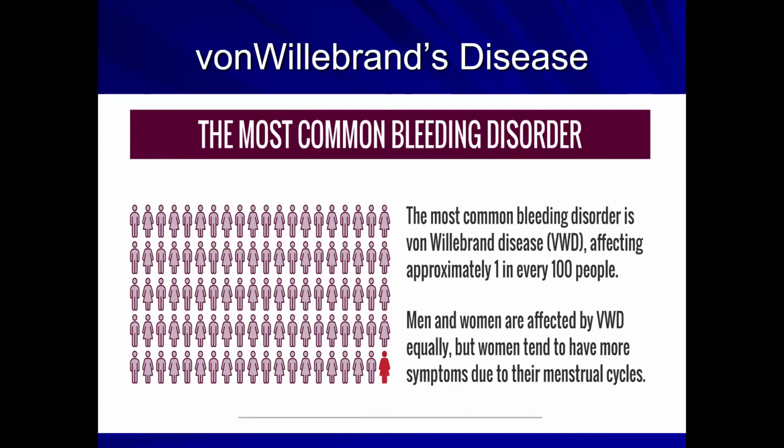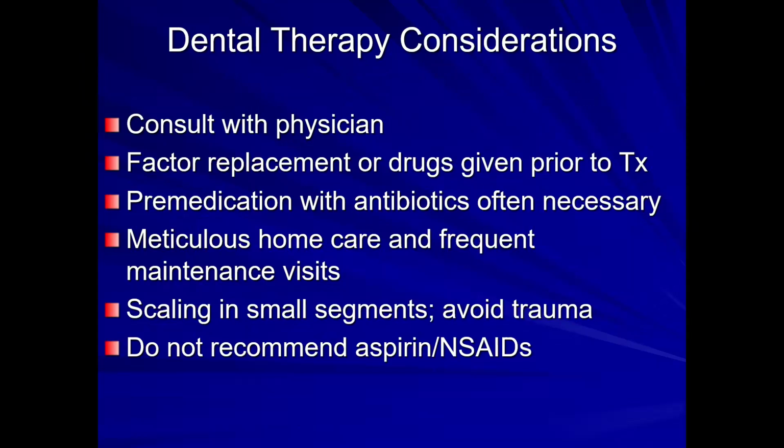This is just a little bit more involved. You will have patients who tell you they have von Willebrand's disease. It's the most common bleeding disorder, affecting approximately 1 in every 100 people. Men and women are affected equally, but women tend to have more symptoms because of their menstrual cycles, and the bleeding that happens along with that.